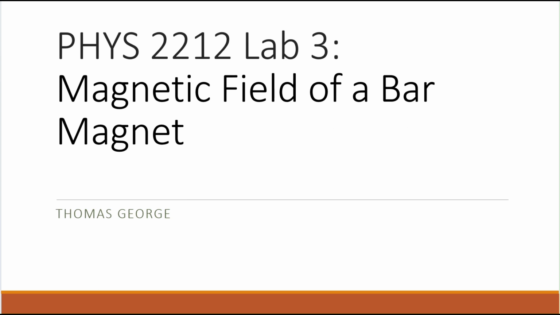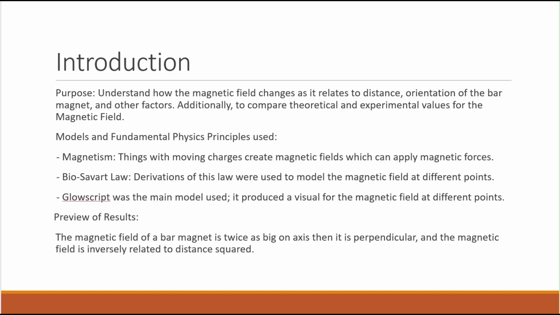Hi, my name's Tom George, and welcome to Physics 2212, Lab 3, Magnetic Field of a Bar Magnet. So, the purpose of this lab is to understand how the magnetic field changes as it relates to distance, orientation, and other factors. Additionally, we're going to compare the theoretical and experimental values for the magnetic field.